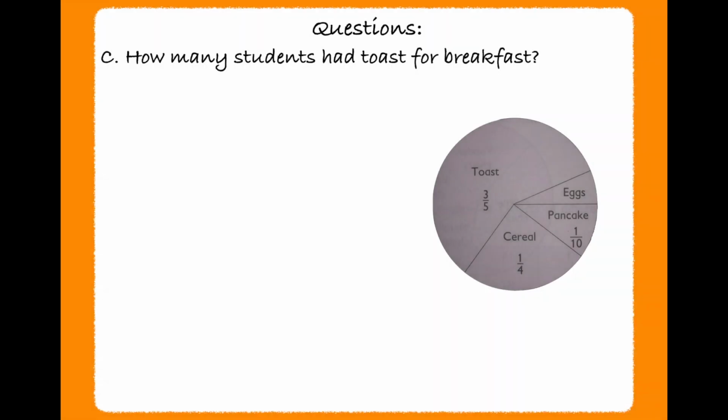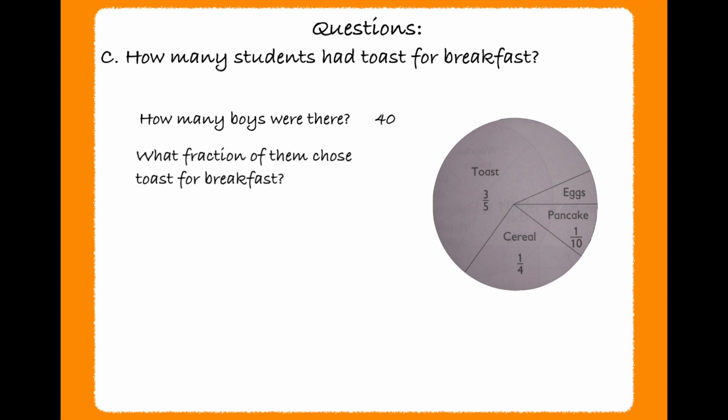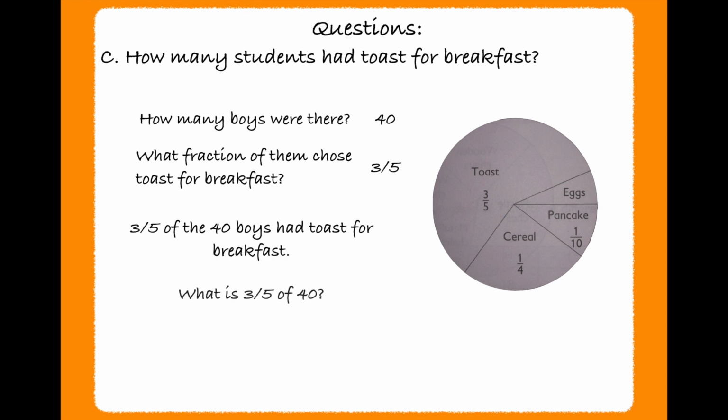Question C. How many students had toast for breakfast? First, let's find how many boys were there. 40. What fraction of them chose toast for breakfast? 3/5. 3/5 of the 40 boys had toast for breakfast. How many boys is this? What is 3/5 of 40?